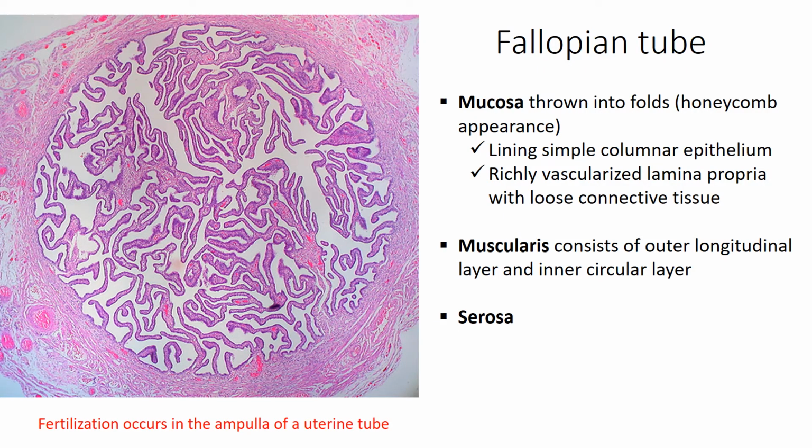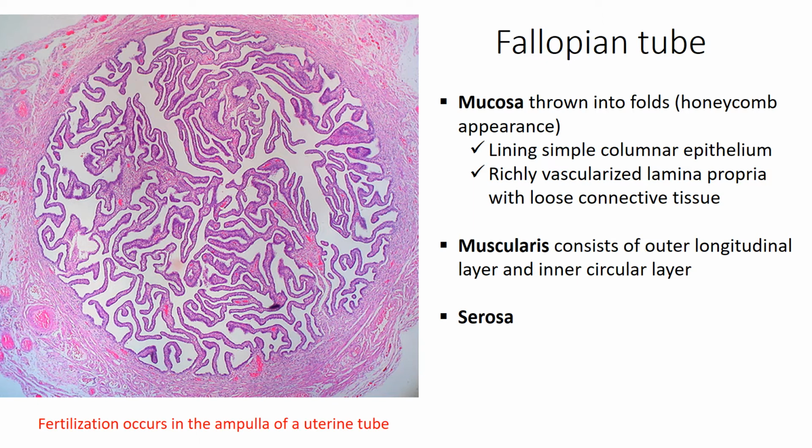So first thing, there are mucosal folds. The mucosa in the fallopian tube is thrown into multiple folds. Because of this folding, the appearance in cross section is like a honeycomb. These folds are in contact with the secondary oocyte or the embryo, providing it nourishment from all sides.